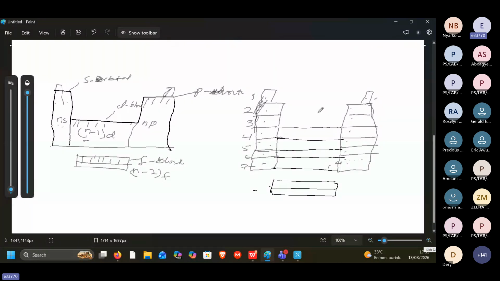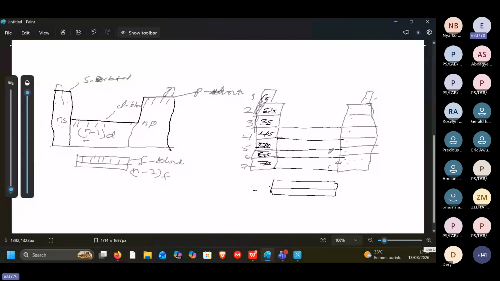Now, if you are writing the electronic configuration, this energy level will be having 1s. This will be having 2s. This is going to be 3s. This will be 4s. This is 4p, 5s. This is going to be 6s. And then the last stage, 7s.